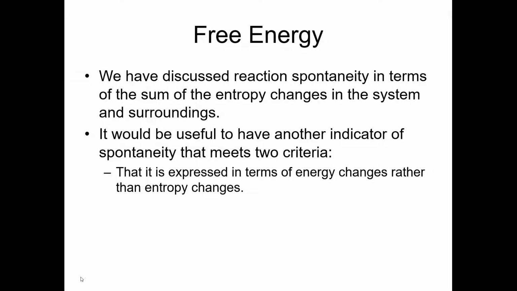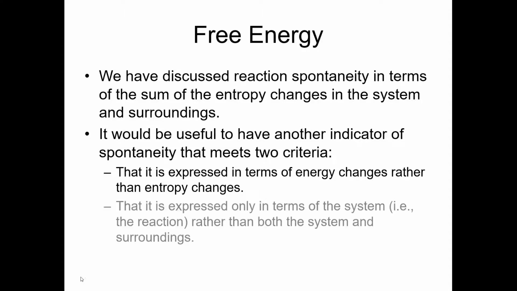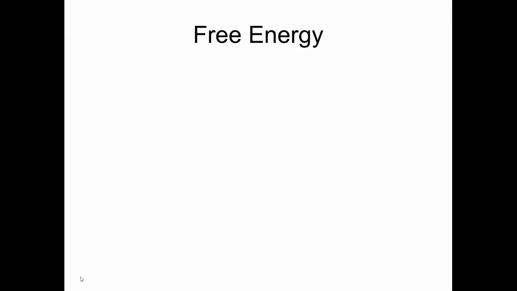Number one, that would be expressed in terms of energy rather than entropy changes, because energy changes are relatively straightforward to calculate and tabulate. And then that it's expressed only in terms of the system rather than trying to think about entropy changes of the system and the surroundings. If we had something that was in energy terms and was only expressed in terms of the energy of the system, we have that in what's called free energy.